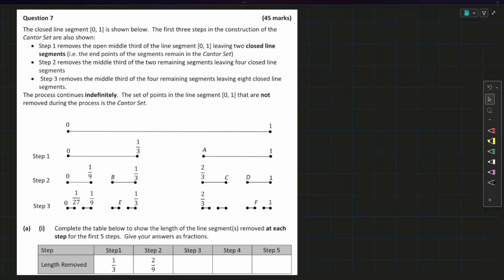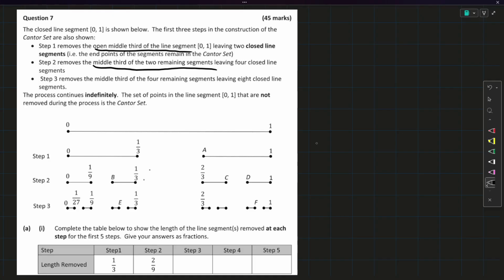This is 2019 paper 1 question 7. So we have this thing called the Cantor set where we have a line from 0 to 1 and then we're removing the middle third of this segment. And then we have 2 segments, and then we remove the middle third of those 2 segments, and then we have now 4 segments, and we keep removing the middle third of all the segments. So we have to complete a table showing the length removed at each step.